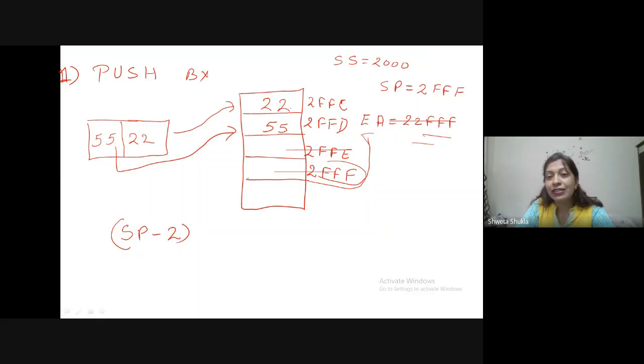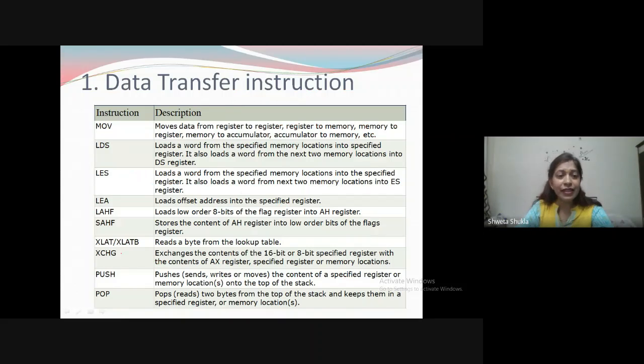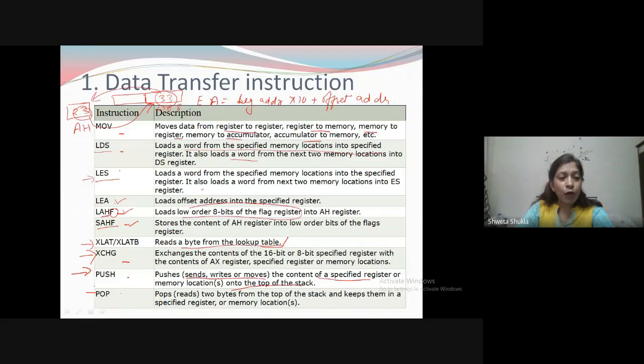So how to remember this? Always remember, lower order bit will go to the lower order address and higher order bit will go to the higher order address. This is the way you can remember. So first you shift the upper byte to the upper address, and then secondly the lower byte to the lower address. This is how a push operation works. Remember this. Now comes the pop operation.